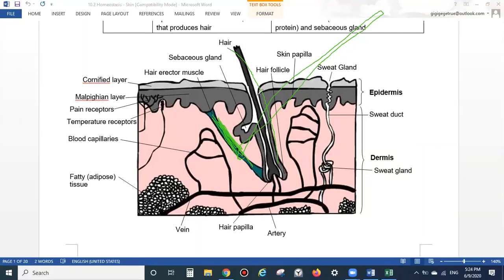Normally the hair lies flat. When the muscle contracts, it becomes shorter, and it pulls the hair up. Normally the muscle is long, so the hair lies flat. When the hair erector muscle is like this, it pulls the hair from here to here. So instead of lying like this, it just moves up.